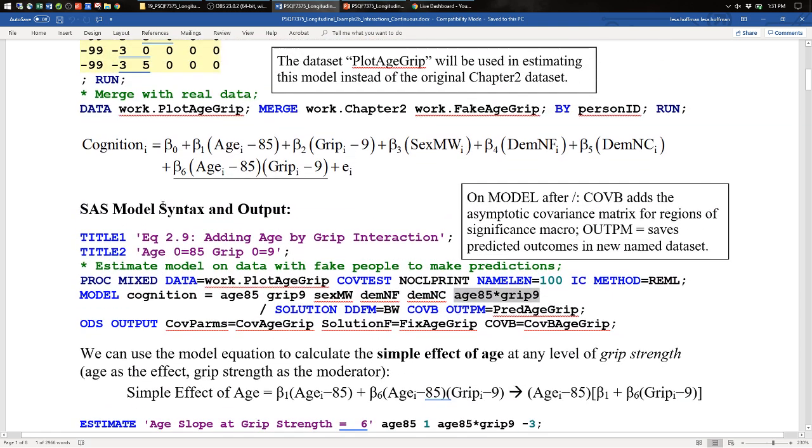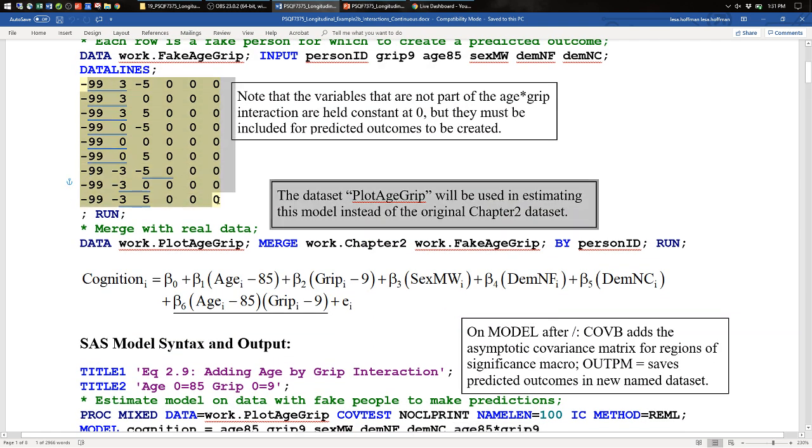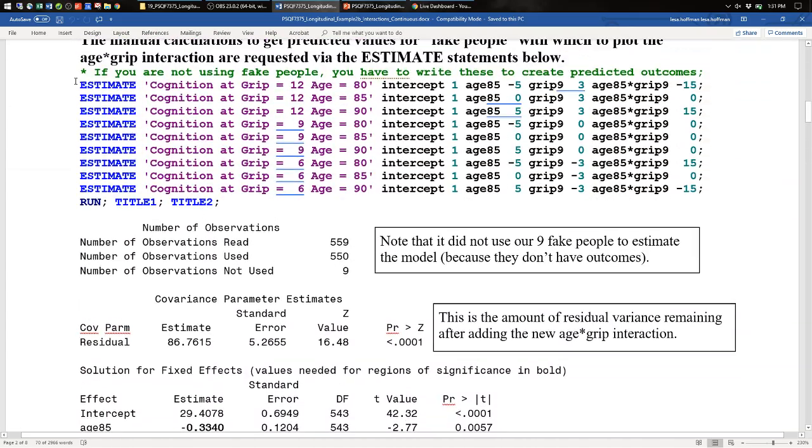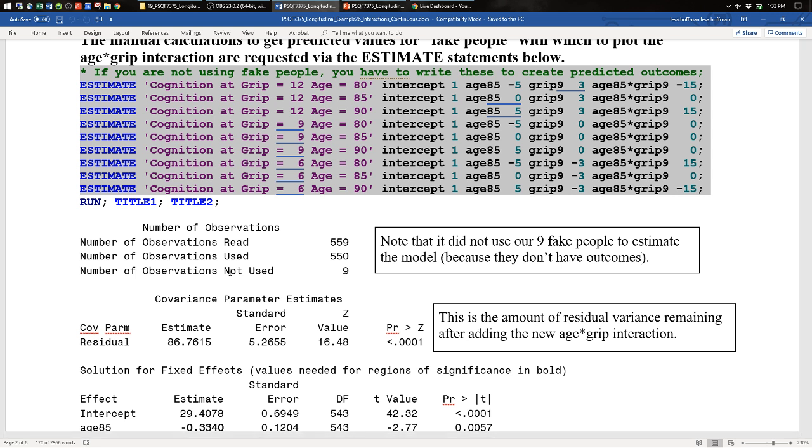If I had not created these fake people and added them to my data set to get predicted values, here is how I would ask for predicted outcomes for every one of those 9 cases. Obviously, this is a lot of typing, but I think it's useful to point out a couple of things. Intercept. Whenever you want a predicted outcome, intercept. Anything that is not in here is being held to 0.